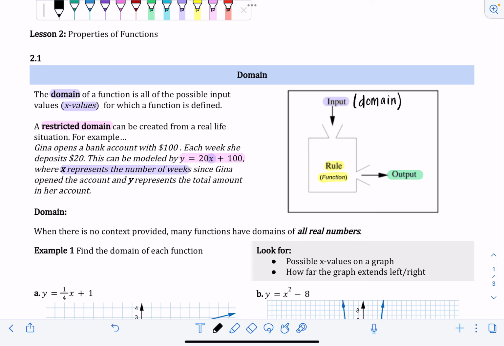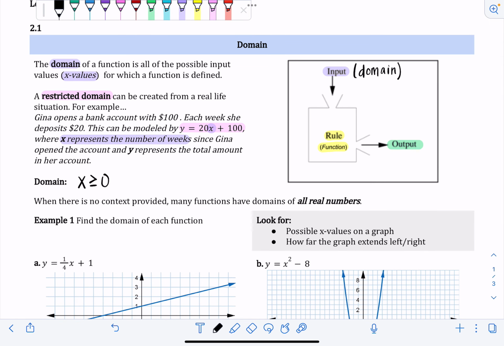So we would write the domain with an inequality. x is greater than or equal to 0. This is just greater than, and the line underneath is or equal to. So the domain, the possible x values for this situation of her opening her bank account, has to be greater than or equal to 0, just meaning it can't be negative. You can't have a negative time frame.